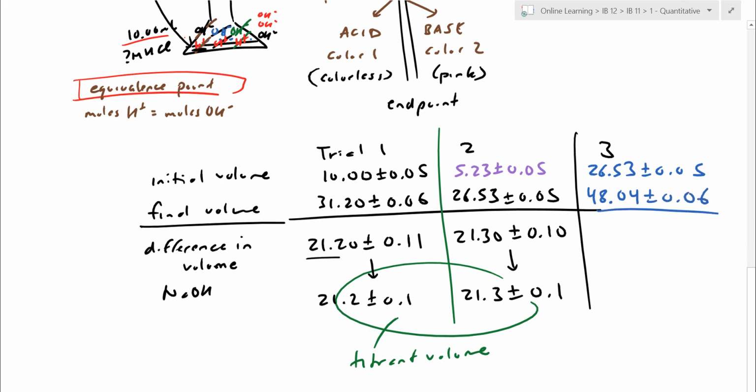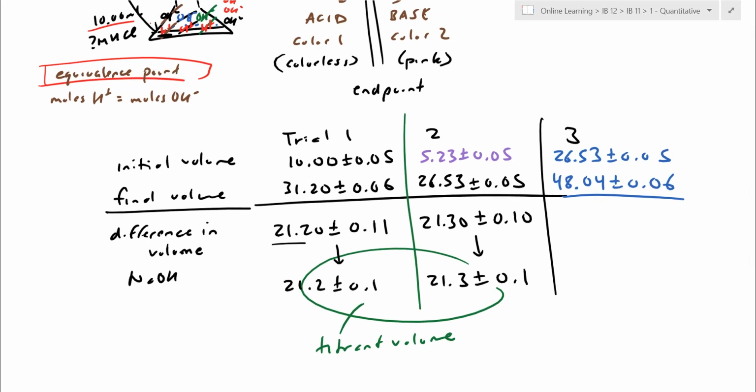Again, for the burette, you always take these two readings. It's the difference that we overall care about. So let's go 48.04 minus 26.53. This one gives me 21.51 plus or minus 0.11. Again, round your error to 1 sig fig, and then make sure it lines up. I'm getting 21.5 plus or minus 0.1.